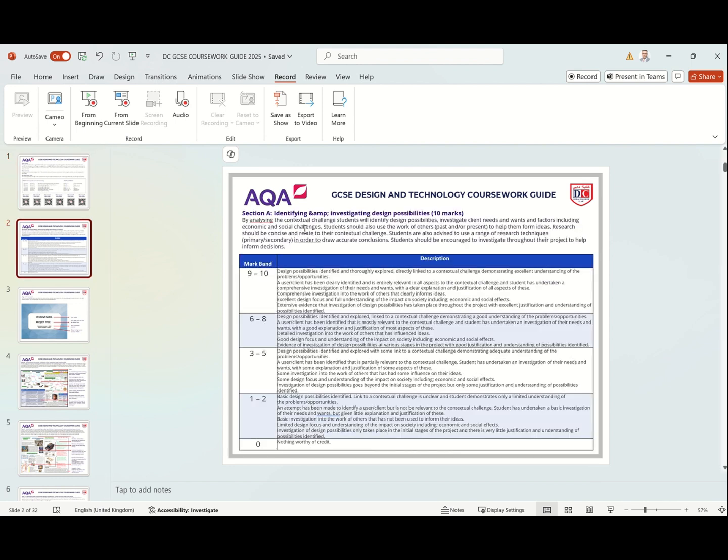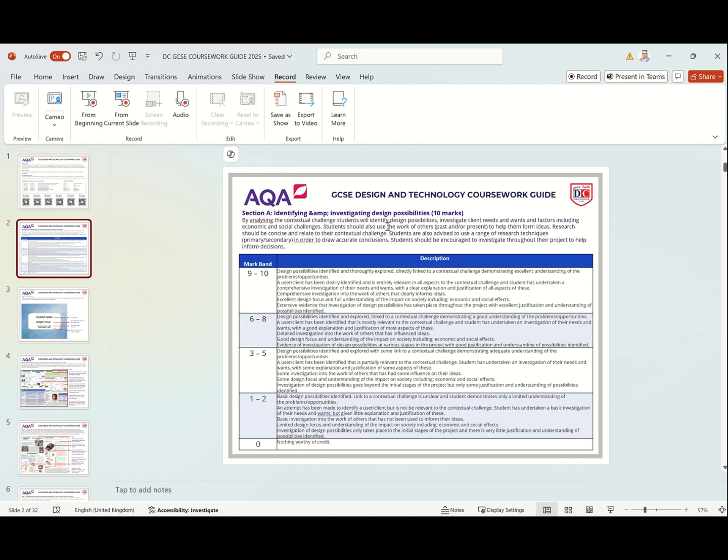Section A is all about identifying and investigating design possibilities. Okay, so we're looking at choosing those contextual challenges that have been given from the exam board and choosing a problem from there. So by analysing the contextual challenges, students will identify design possibilities, investigate clients' needs and wants, and factors including economic and social challenges.